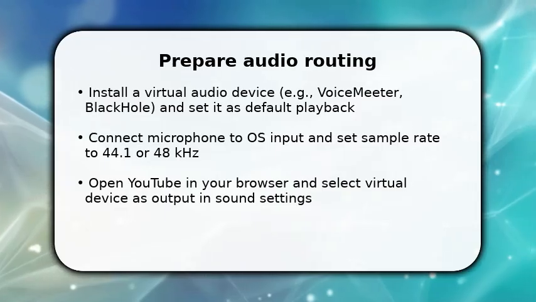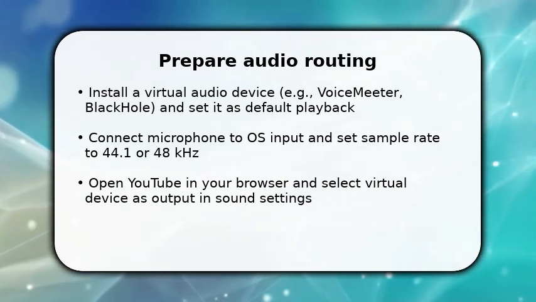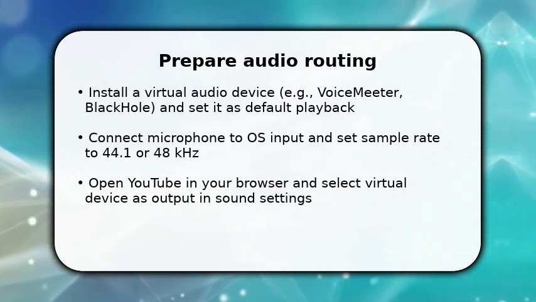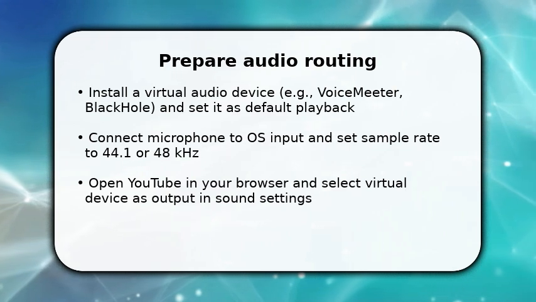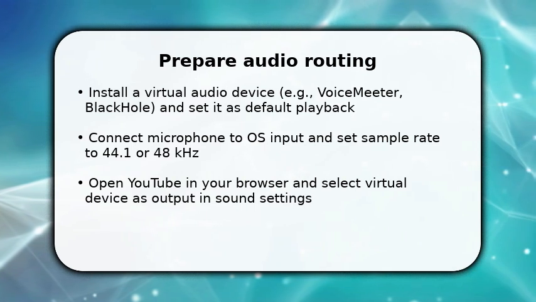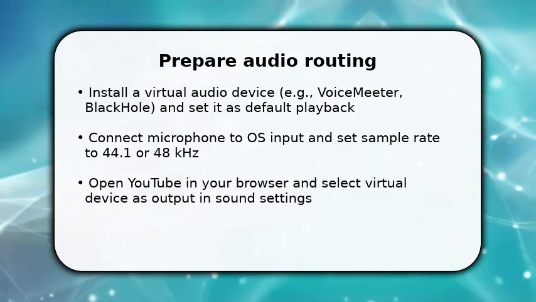You'll start by creating a clear audio path. Install and select a virtual audio device as your system playback, then set your microphone as the input. Once done, open YouTube and force its output to the virtual device so system audio routes where you can capture it. Make sure sample rates match, typically 44.1 or 48 kHz, to avoid sync issues.